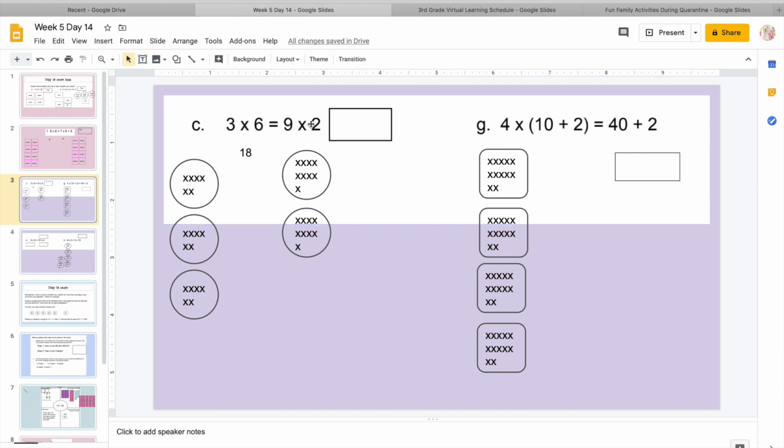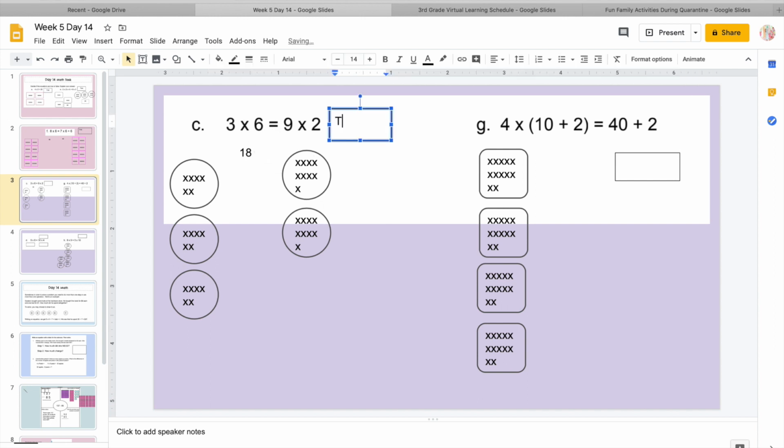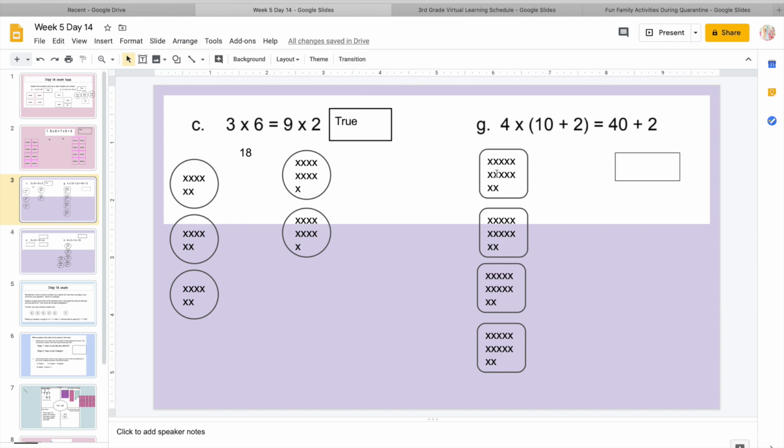So now I'm going to look at 9 times 2 by itself. So I did 2 groups and I put 9 x's in each. So I have 9, 10, 11, 12, 13, 14, 15, 16, 17, 18. So I know this side also equals 18. So 18 equals 18. So this equation would be true. Okay, so let's look at G.